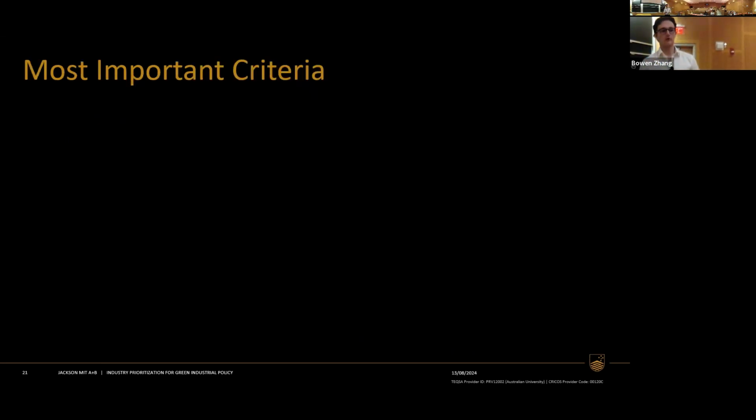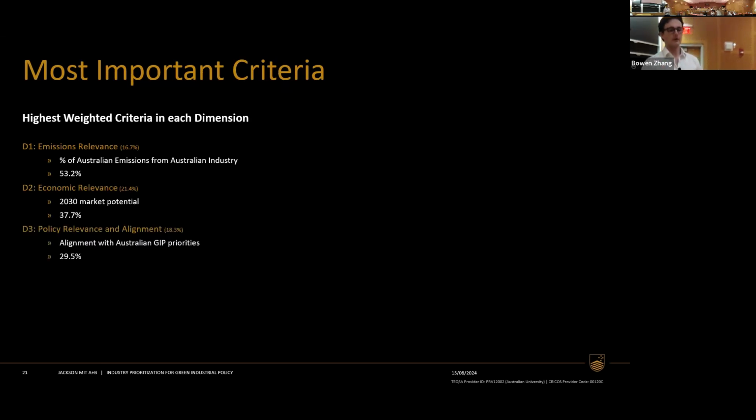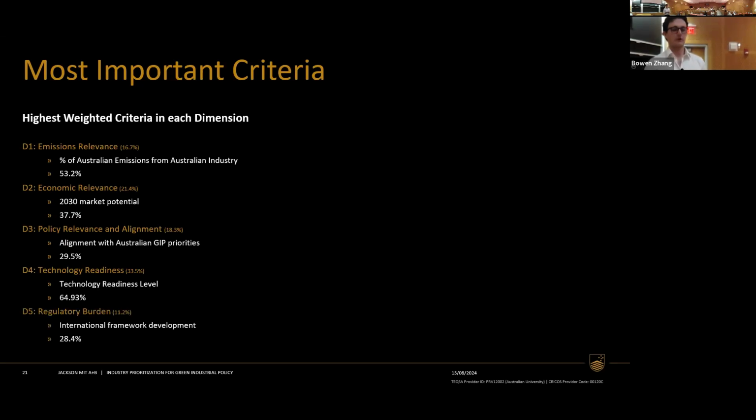So moving on to what the most important criteria were. Those were mentioned; I won't show you the graph of criteria, but the most important criteria we came across: for emissions relevance, it was the percentage of Australian emissions from industry. For economic relevance, it was the 2030 market potential. For policy relevance and alignment, it was alignment with Australian green industrial policy priorities. For technology readiness, it was the technology readiness level. And for regulatory burden, it was international framework development, so assisting enabling countries in developing frameworks like this.